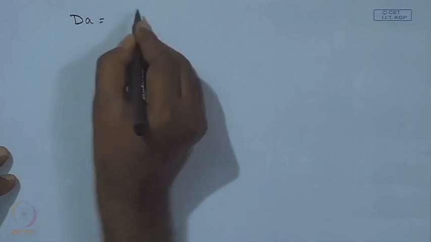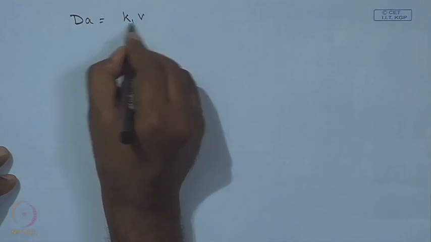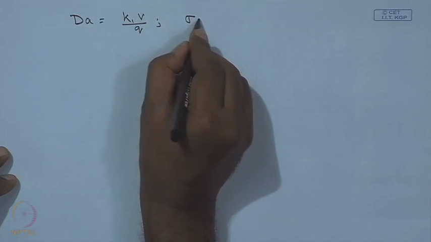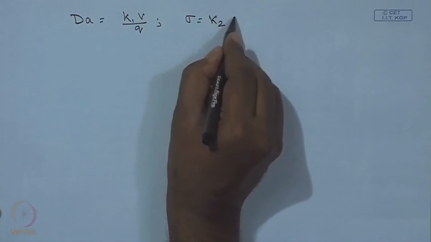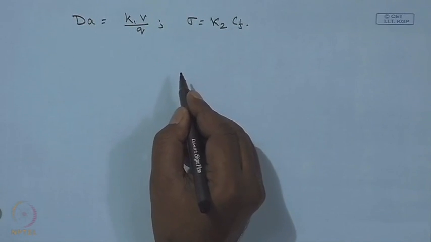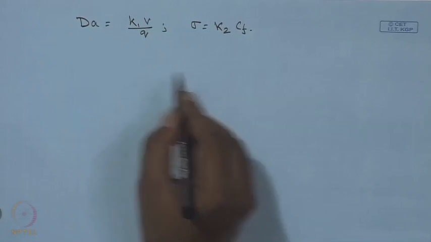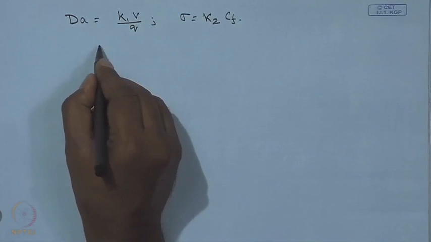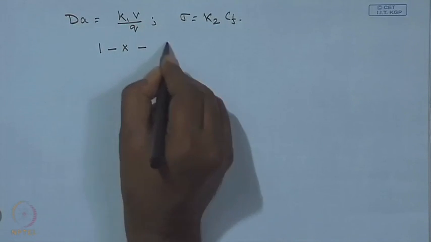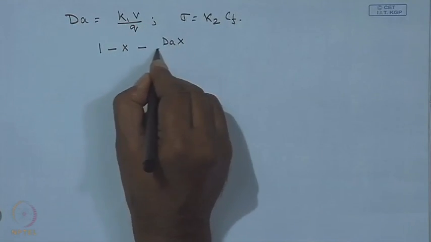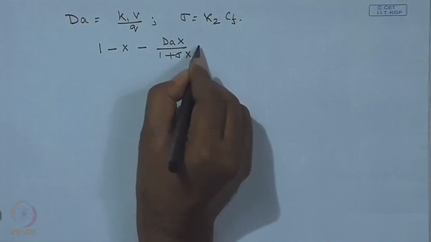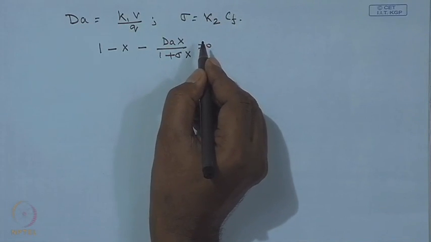So, we write down the non-dimensional parameters as the Damkohler number, Da, equal to K1 V over Q, and sigma equal to K2 times Cf. So, let us write down the whole equation in its non-dimensional form: 1 minus X minus Da times X divided by 1 plus sigma X is equal to 0.